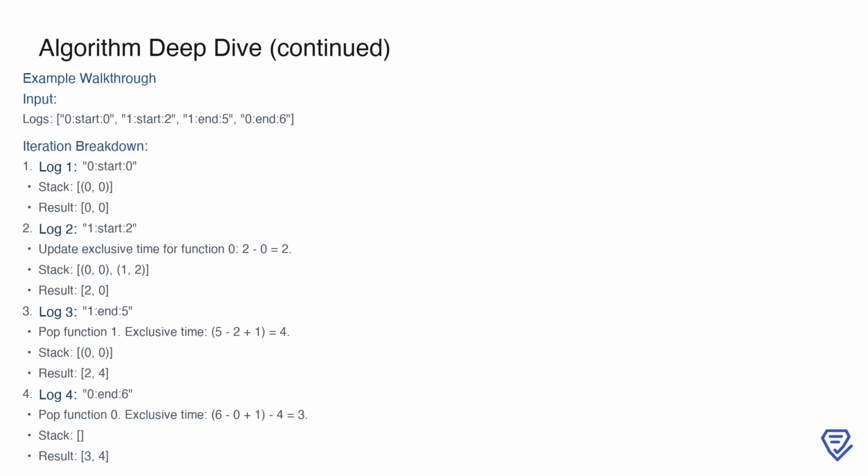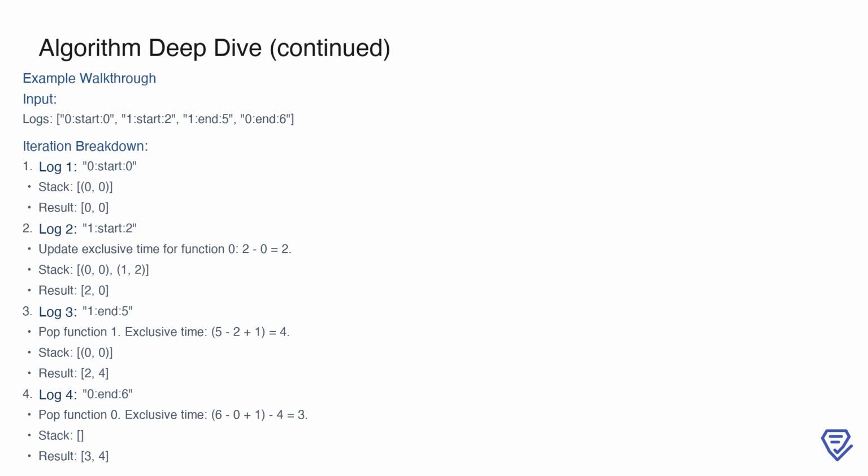To better understand the algorithm, let's walk through an example with the input logs 0 start 0, 1 start 2, 1 end 5, 0 end 6. First, we process the log 0 start 0, pushing function 0 onto the stack with a start time of 0. The result array remains 0, 0.